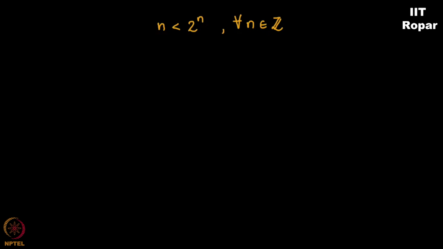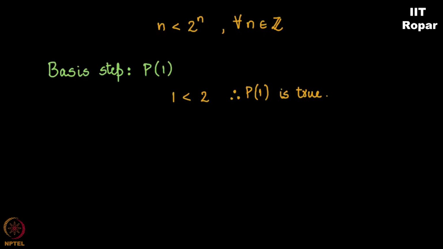What do we do? I consider the basic step, then the hypothesis, then I prove it. Now, let me begin with the basic step or the basis step. For n equal to 1, which is P of 1, 1 is less than 2 power 1, or 1 is less than 2. And we know that 1 is less than 2, and hence P of 1 is true.